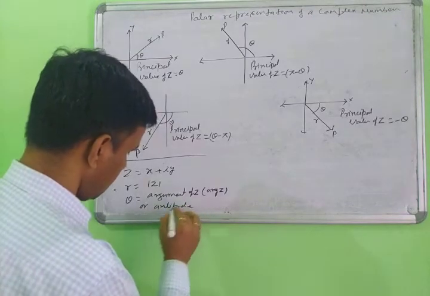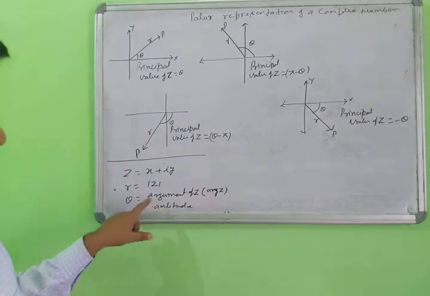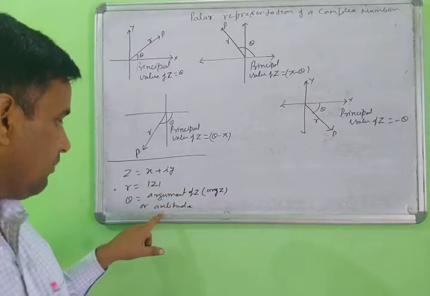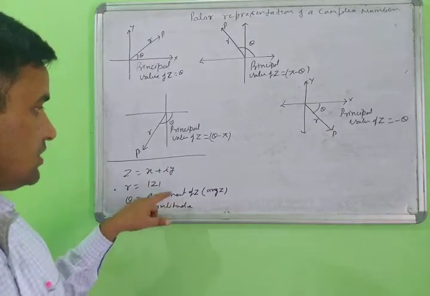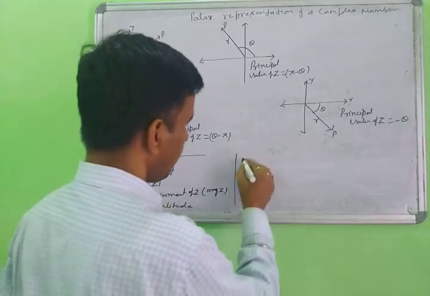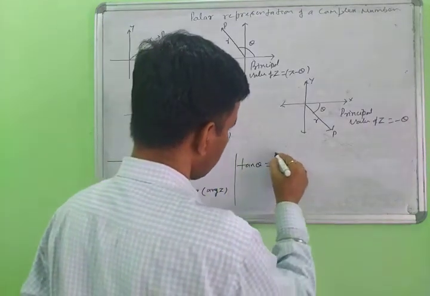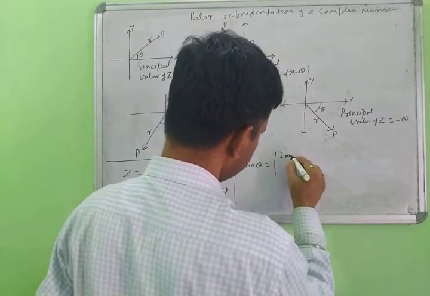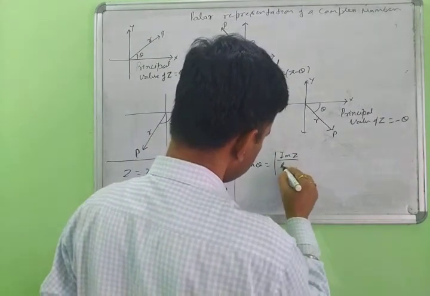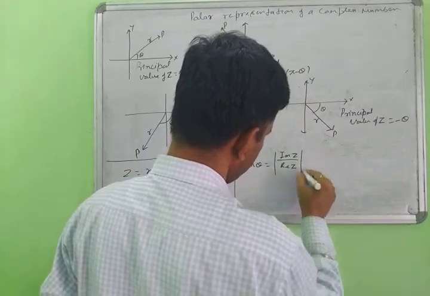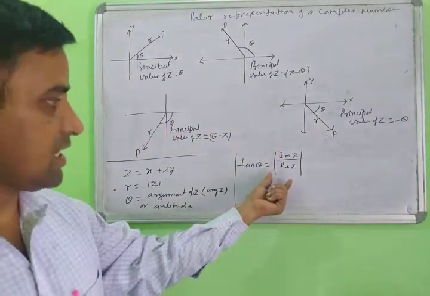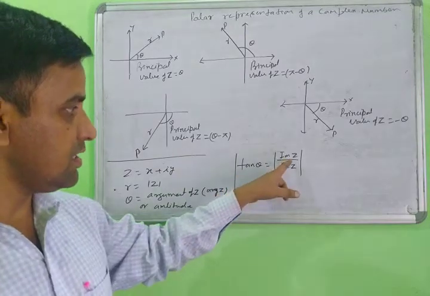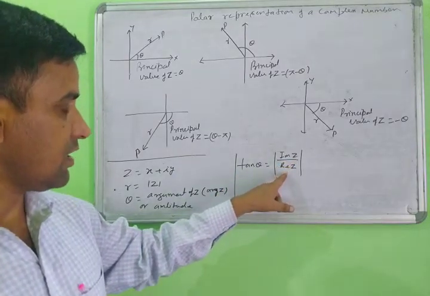Amplitude. The second name here is amplitude. Theta here is called the argument of z, otherwise you can say amplitude of z. Amplitude means theta, with tan theta equal to the modulus of the imaginary part of z upon the real part of z. You can find theta with the help of this angle: tan theta equal to imaginary of z upon real of z.